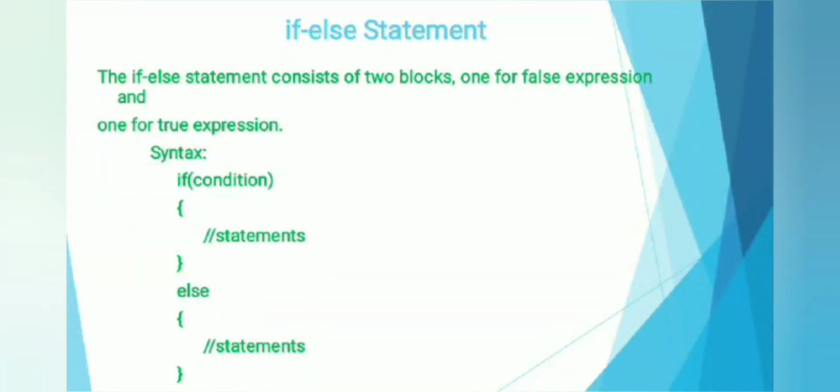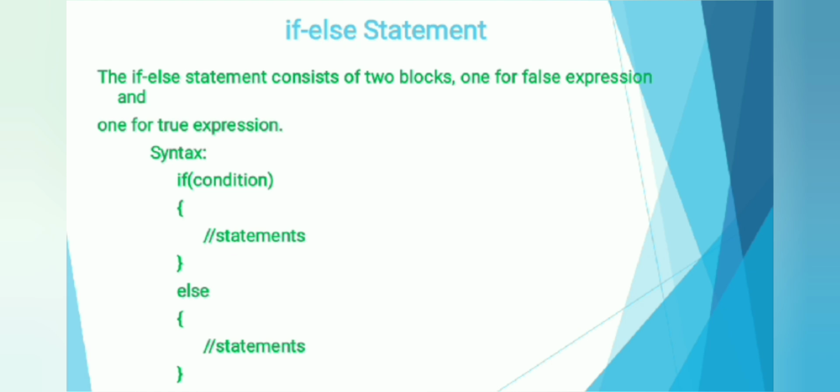Let's see the next type, the if else statement. Here we have an if part as well as an else part. We give the condition. If the condition is true, the if part will work. If the condition is false, the else part will work. This is the concept of the if else statement. Whereas in if, we just give the condition. If the condition is true, the if statement will work. If it is false, control comes out from the if condition.